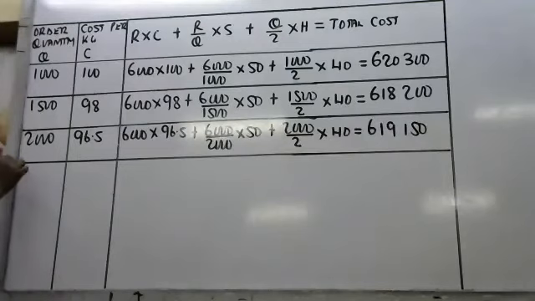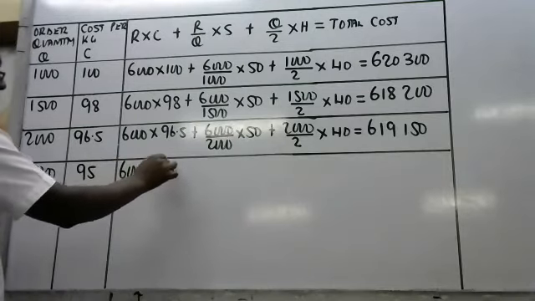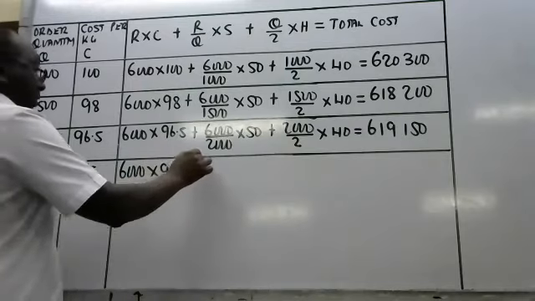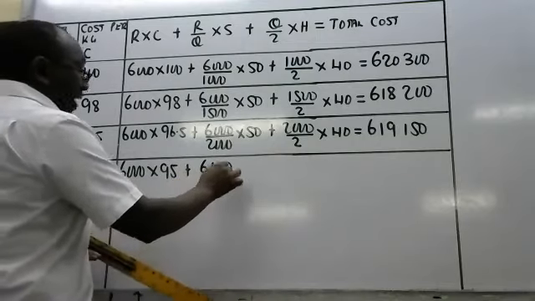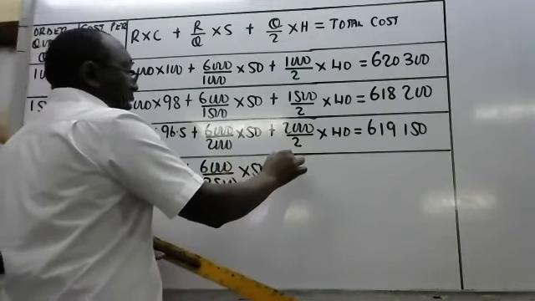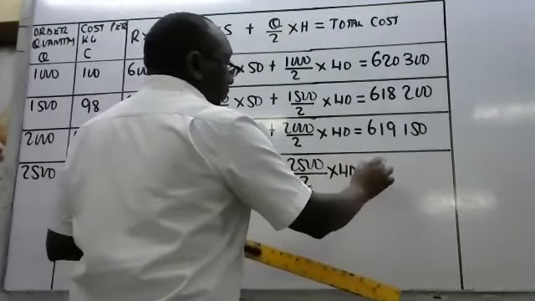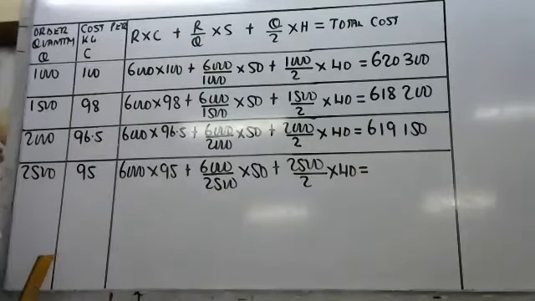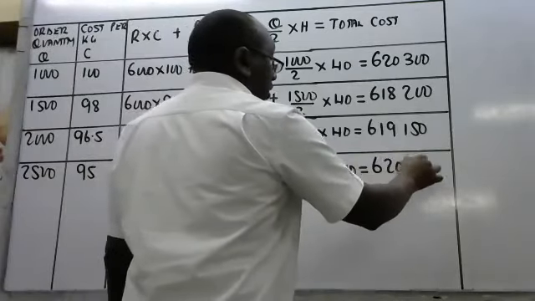The next is 2,500 at 95. So 6,000 times 95 plus 6,000, you divide by 2,500, multiplied by 50, plus 2,500 divided by 2, multiplied by 40. That gives 620,120.